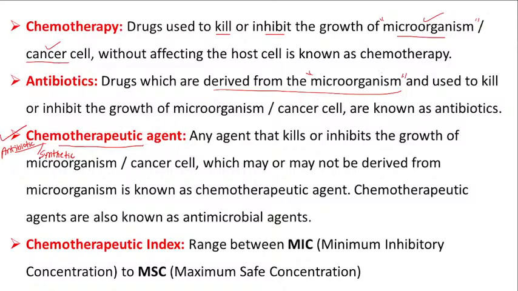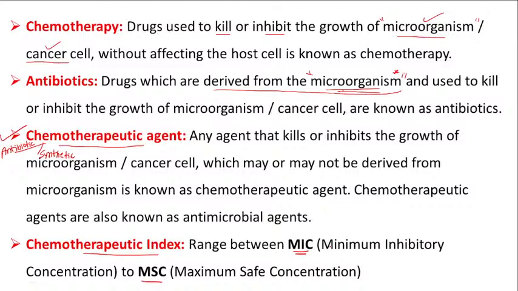But that may be a question for us in the GPAT. What is an antibiotic? The antibiotics are derived from microorganisms. That's a very important thing. Another thing is the chemotherapeutic index. What is the chemotherapeutic index? It is a range between MIC, that's the minimum inhibitory concentration, to the MSC, that is the maximum safe concentration. So that is a range, right?